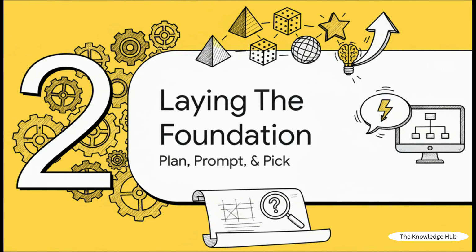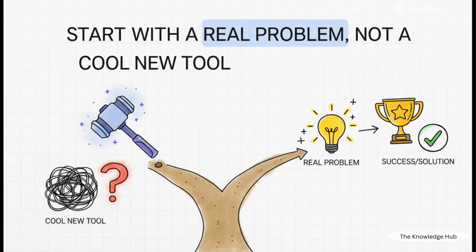First up, we have to lay a solid foundation. We're going to cover the first 3 pieces of the puzzle: proper planning, how to do prompting systematically, and how to intelligently pick your models. And honestly, these are the exact steps that almost everyone starting out just completely blows past. This right here is probably the biggest mindset shift you need to make. You have to start with a real problem, not just some cool new tool you saw on Twitter.